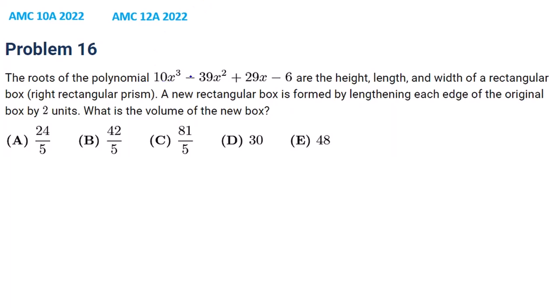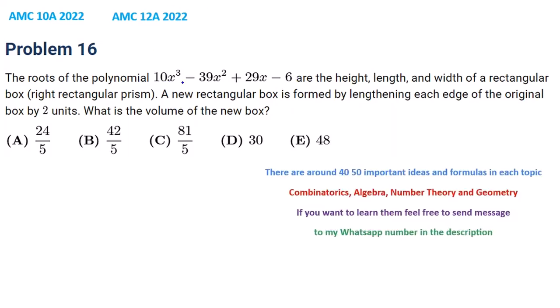Okay, it says we have, for example, roots. Okay, the roots are R1, R2, R3. It says they are the height, length, and width of a rectangular box. And a new rectangular box is formed by lengthening each edge of the original box by 2 units. So if the roots are R1, R2, R3, then the volume of the new box, because it says lengthening each edge of the original box by 2 units, will be (R1 plus 2)(R2 plus 2)(R3 plus 2).